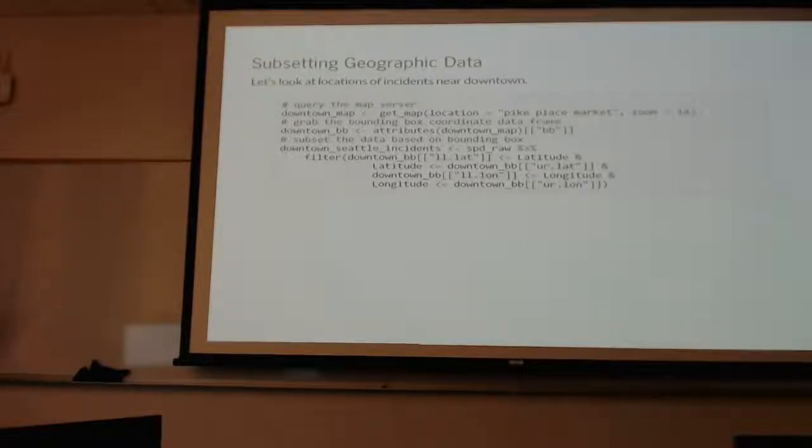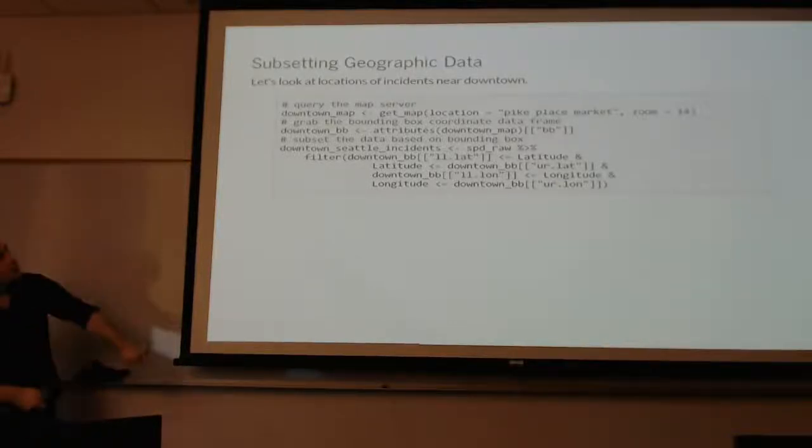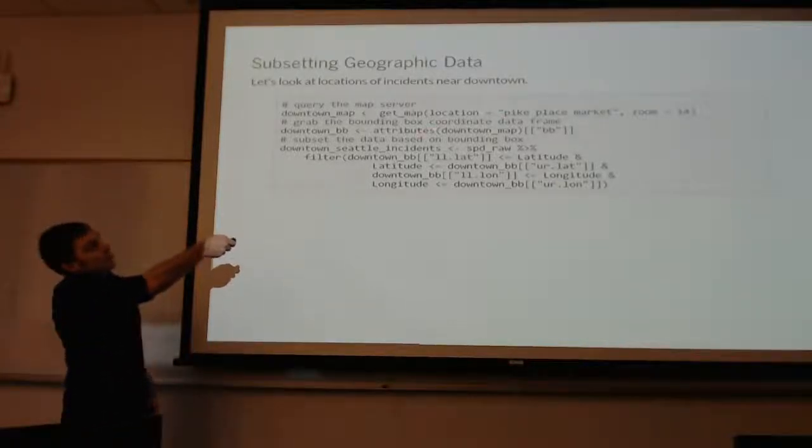Normally a bounding box is stored using coordinates. I think it should be the lower left and the upper right coordinate. All the information necessary to reconstruct this square can be done from two points at opposite corners. You just get the lower left coordinate and the upper right coordinate, and because it's a square, we already know what the other two are. So we grab attributes, downtown map, bounding box, an attribute with that name on the downtown map.